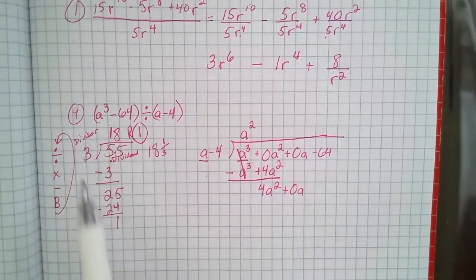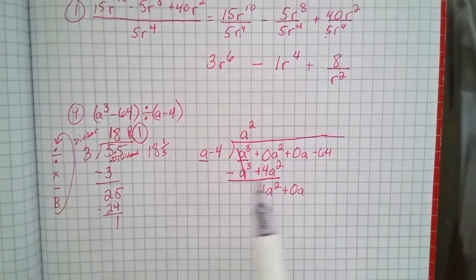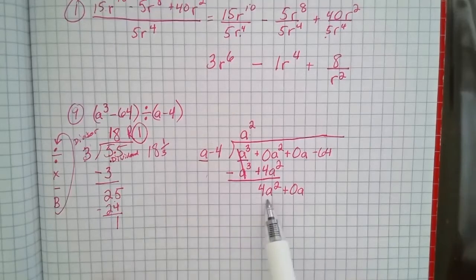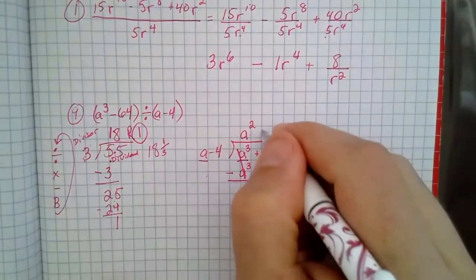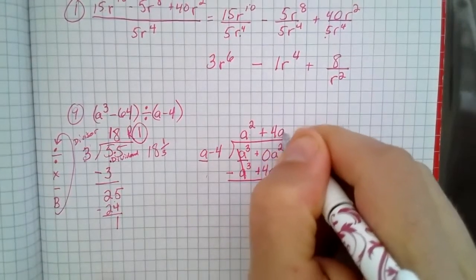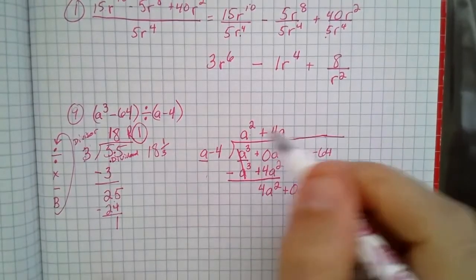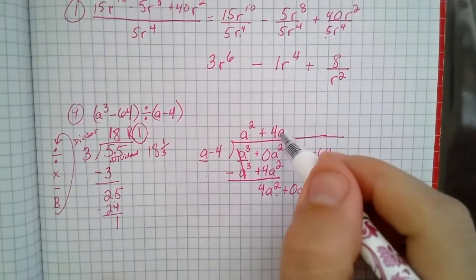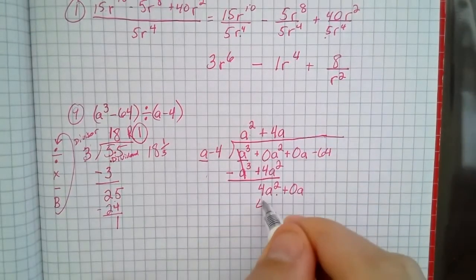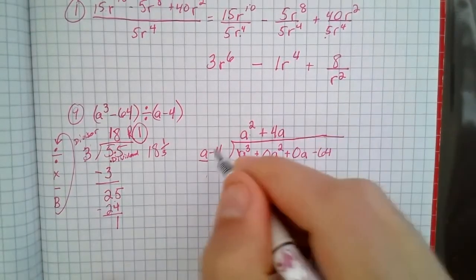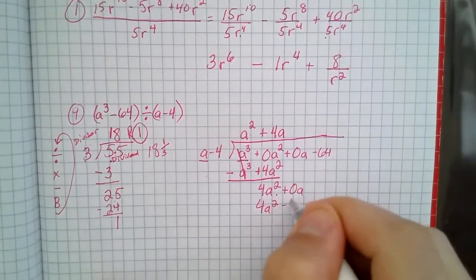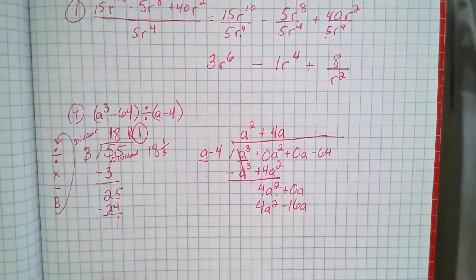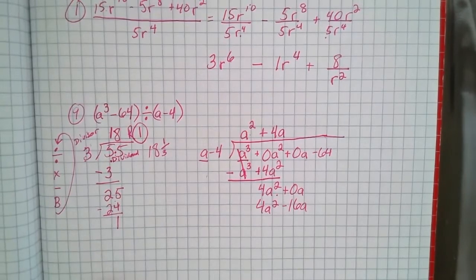Then we repeat, just like we saw how many times 3 fits into 25. We're going to see how many times a fits into 4a squared. So we're going to do plus 4a, because a times a would give us the a squared. That's our divide step again. Now we got our multiply step. 4a times a is 4a squared. 4a times -4 is -16a. That's our multiply step. Divide, multiply, subtract, bring down, over and over again.